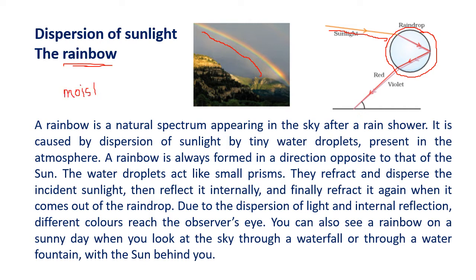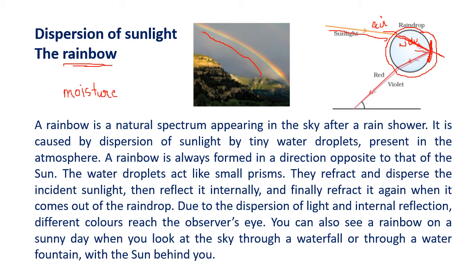Moisture. So what is moisture? Moisture is nothing but water droplets or mist. So when the sunlight moves from air to water, this is a water droplet. Air to water, it will bend towards the normal, so it is inside. Now on this surface of the water droplet, light is going from denser to rarer.